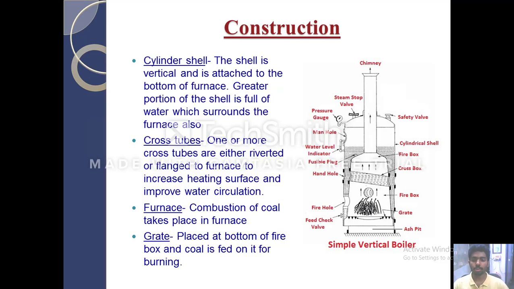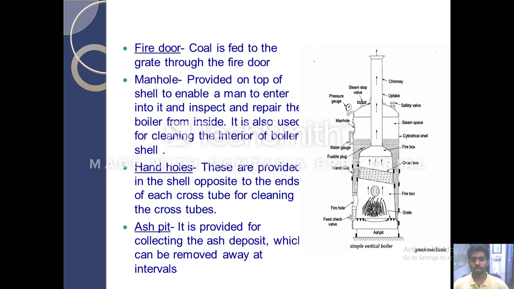Cross tubes: one or more cross tubes are either riveted or flanged to the furnace to increase heating surface and improve water circulation. Furnace: combustion of coal takes place in the furnace. Grate: placed at the bottom of the furnace, and coal is fed on it for burning. Fire door: coal is fed to the grate through the fire door.